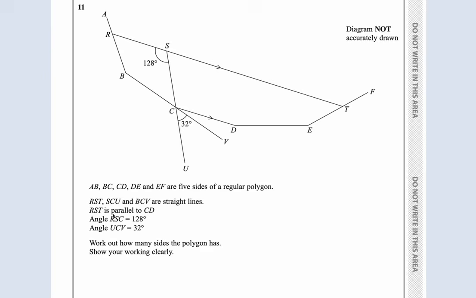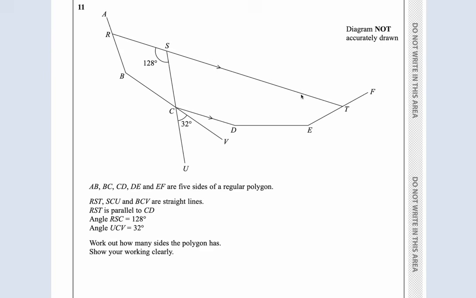These are straight lines. RST is parallel. Fine. Angle RSC is 128. This is 128. UCV is 32. Fine. And work out how many sides the polygon has. Show clear working. Okay, so how many sides it has.